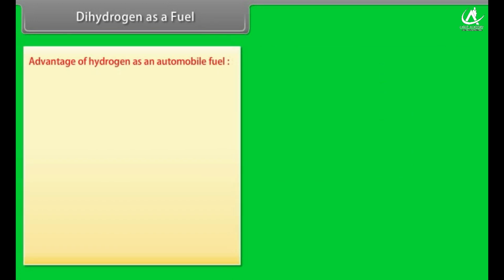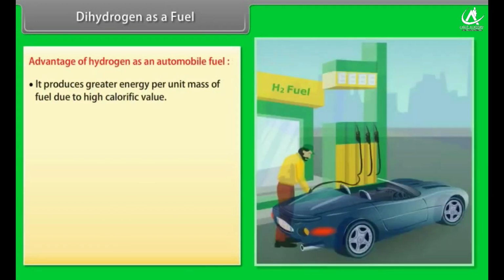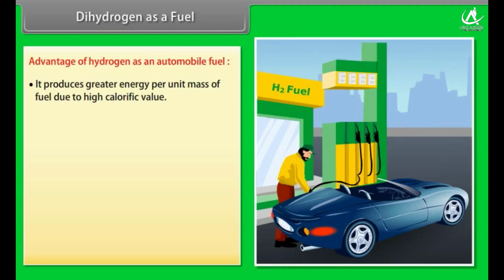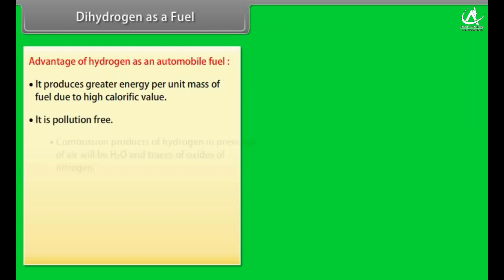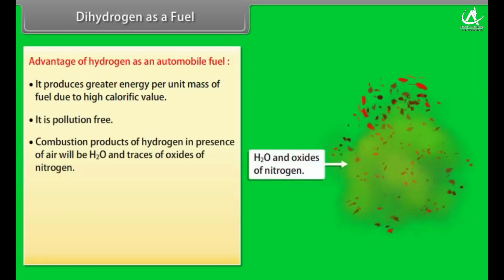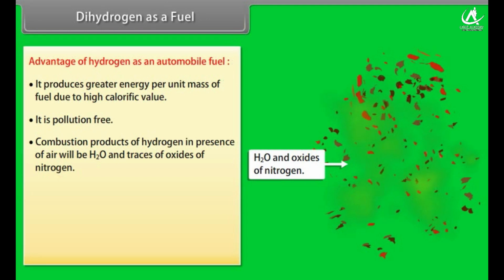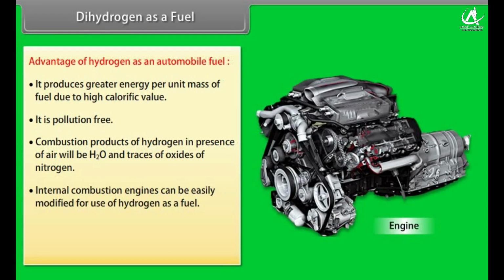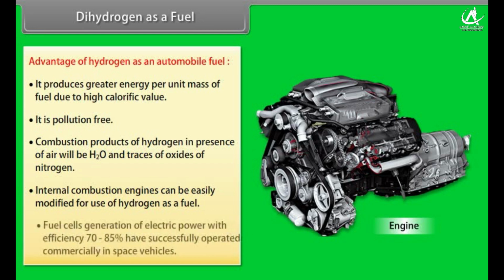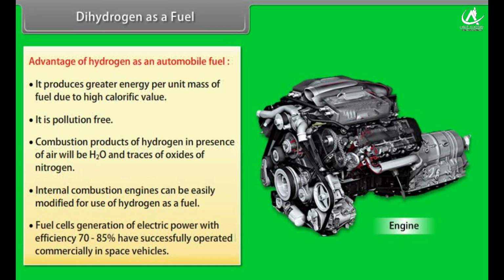Advantages of hydrogen as an automobile fuel. It produces greater energy per unit mass of fuel due to high calorific value. It is pollution-free. Combustion products of hydrogen in presence of air will be H2O and traces of oxides of nitrogen. Internal combustion engines can be easily modified for use of hydrogen as a fuel. H2-O2 fuel cells generating electric power with efficiency of 70 to 85% have successfully operated commercially in space vehicles.